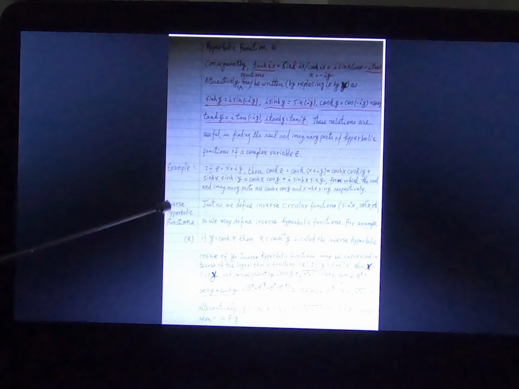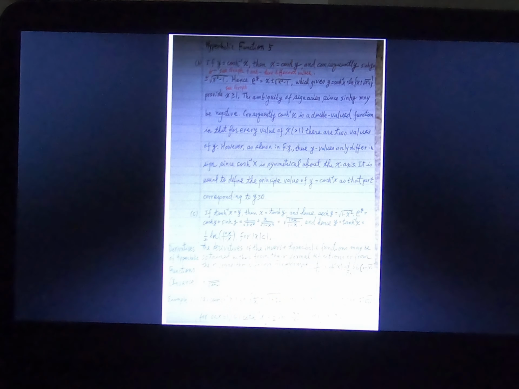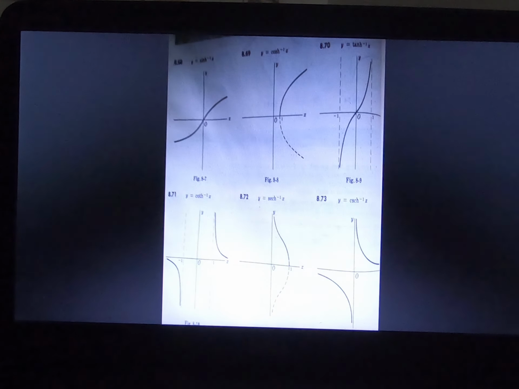And let's see inverse hyperbolic function, something like here. B is inverse hyperbolic cosine. And these are the graphs of inverse hyperbolic function.